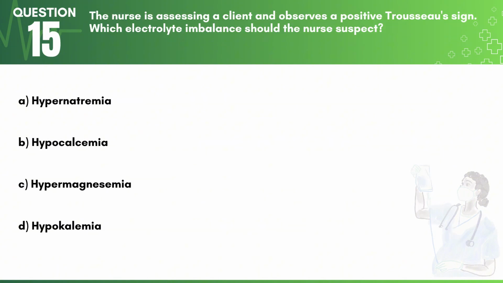Question 15. The nurse is assessing a client and observes a positive Trousseau's sign. Which electrolyte imbalance should the nurse suspect? A. Hypernatremia. B. Hypocalcemia. C. Hypermagnesemia. D. Hypokalemia.